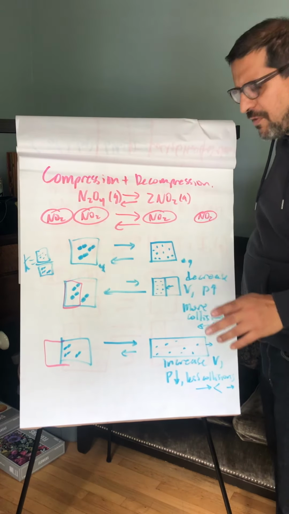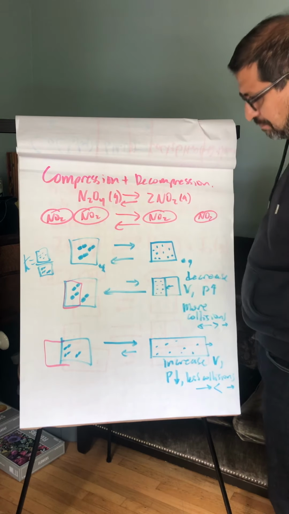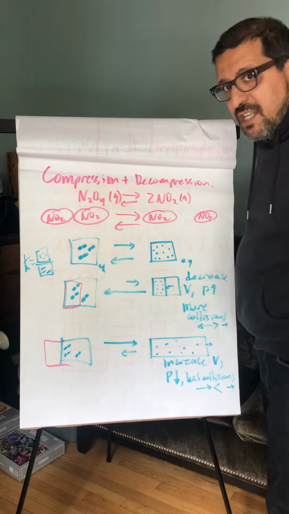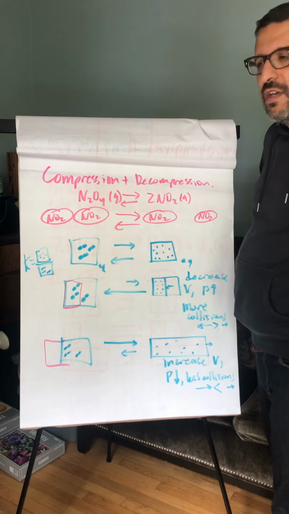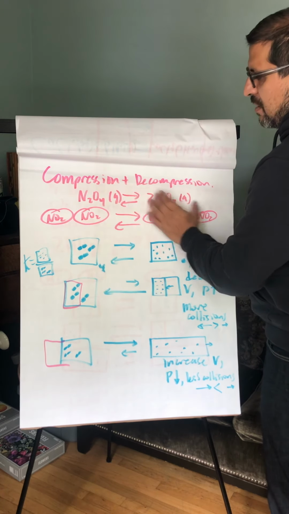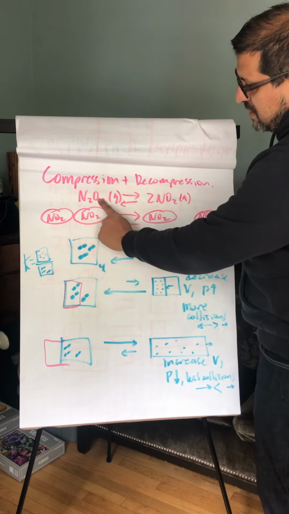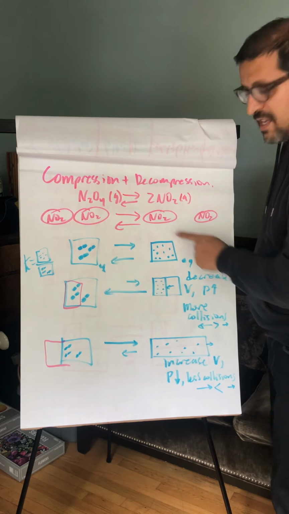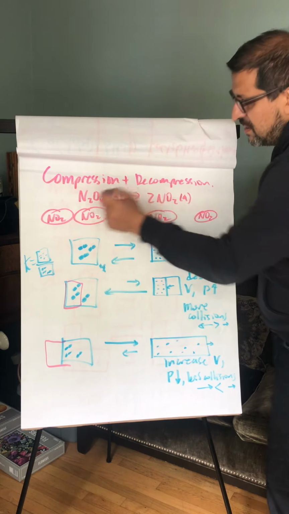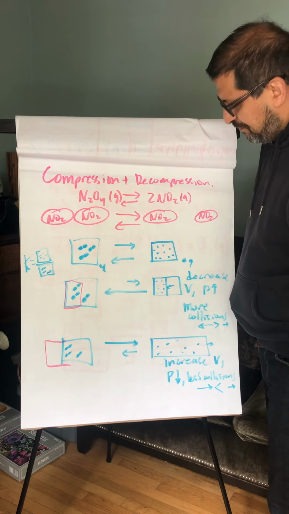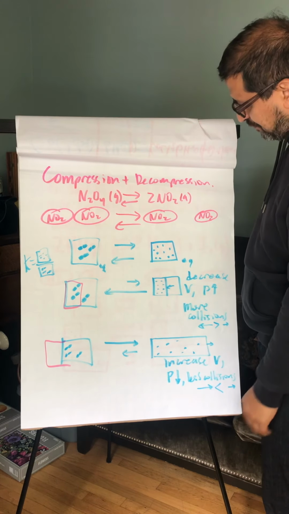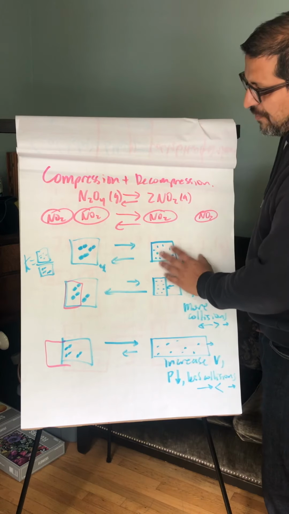The final piece of the puzzle is compression and decompression. And that changes the reaction when you have a different number of gas particles on each side. So for instance, this one here, this is N2O4, this is NO2. This is a dark brown reddish color. This is like a clearish color, like a yellow actually.